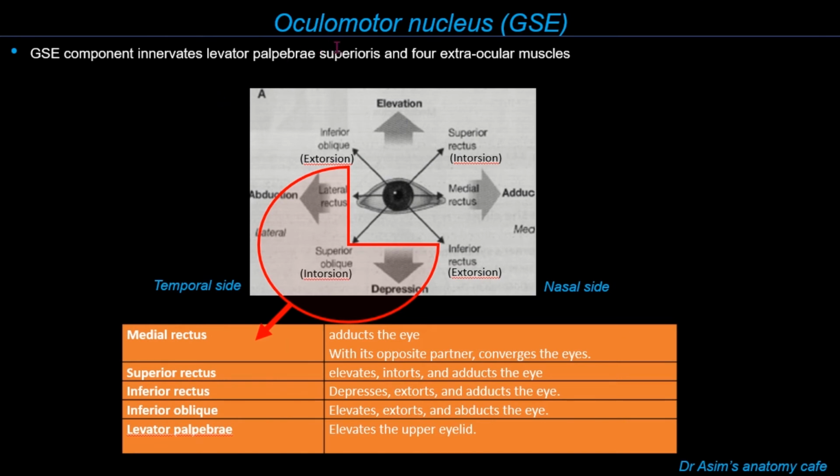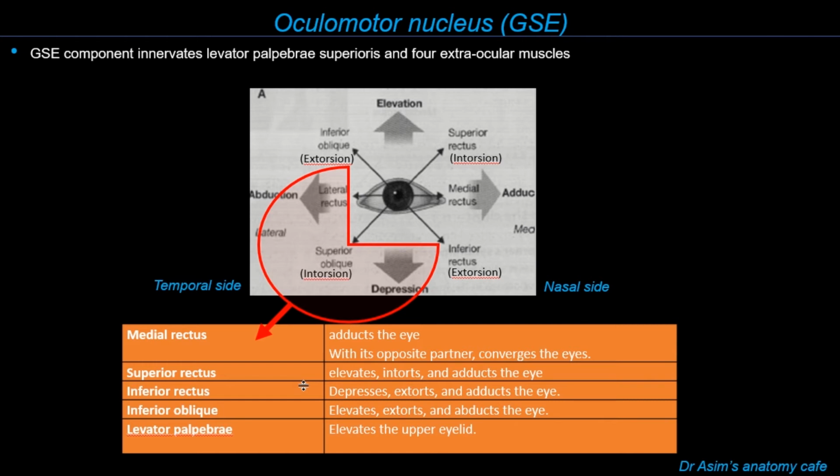The motor efferent neurons from the oculomotor nucleus travel through the oculomotor nerve and innervate the levator palpebrae superioris muscle and the four extraocular muscles, namely the inferior oblique, the medial rectus, and the superior and the inferior recti muscles. I've enumerated the individual actions of these extraocular muscles in the table over here, and we'll make a separate video on the eye movement sometime later to talk about the individual actions in detail and the axes around which these actions happen. However, that is beyond the scope of this lecture.